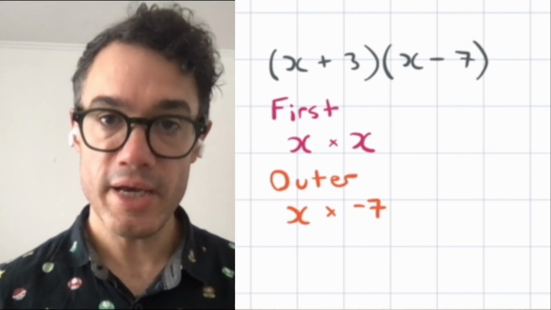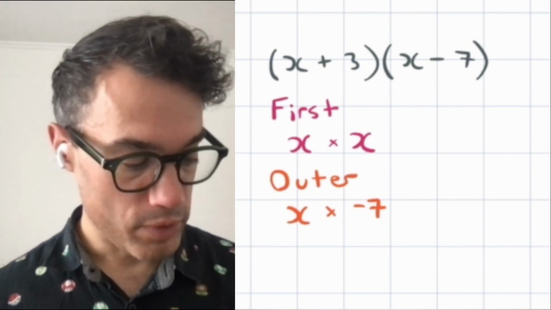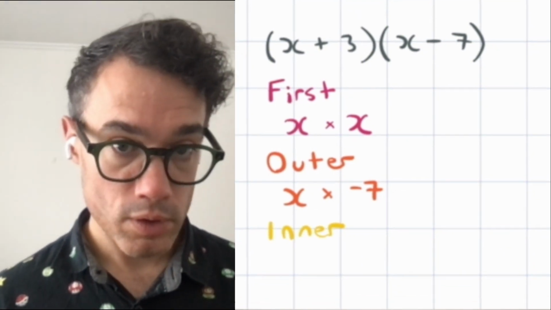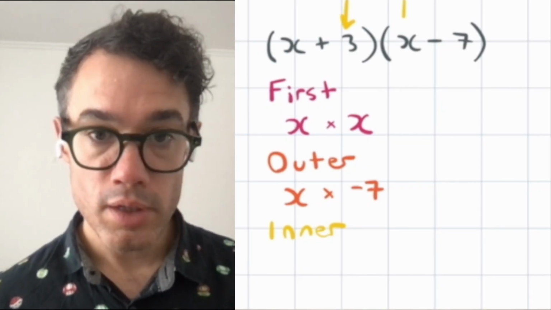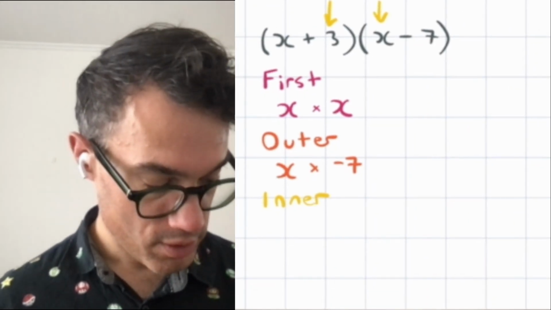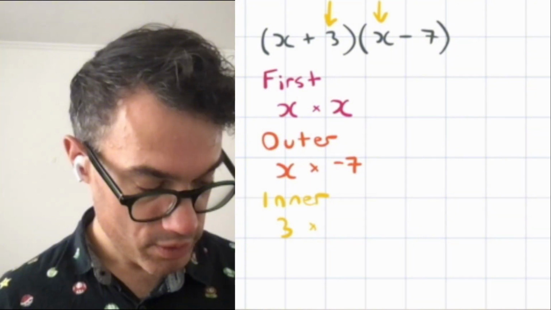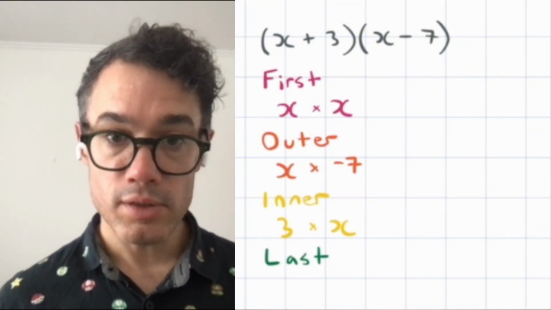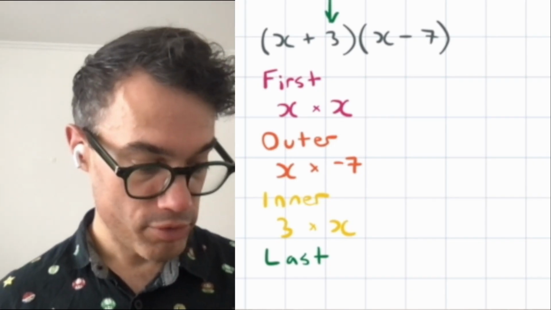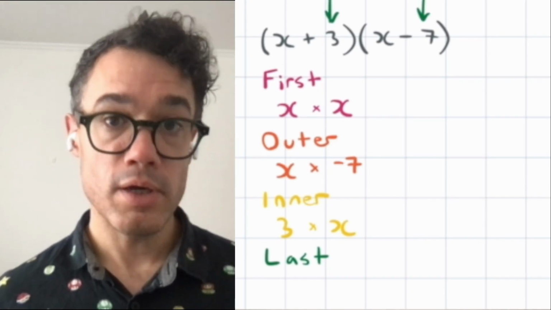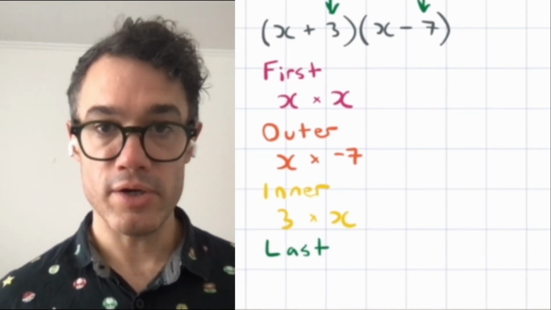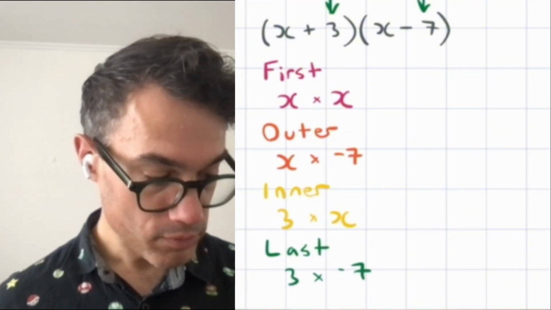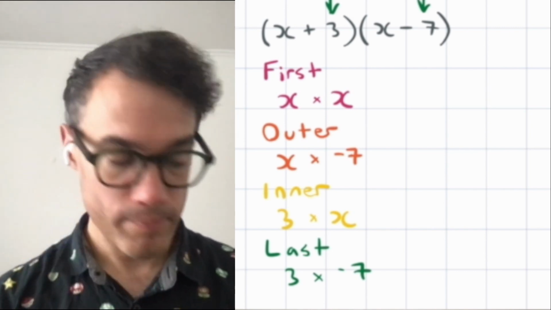We move on from the x to the 3, and we now do our inner, which is going to be the 3 and the x, which gives us 3 times x. And then the last, we have our last expressions in the binomial. 3 times -7. We remember to carry in the operation as well. 3 times -7.